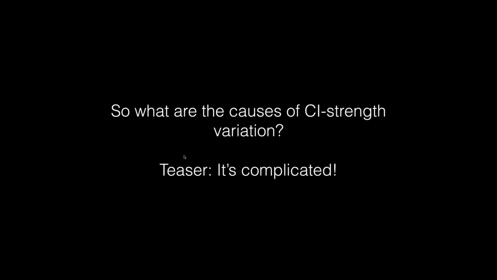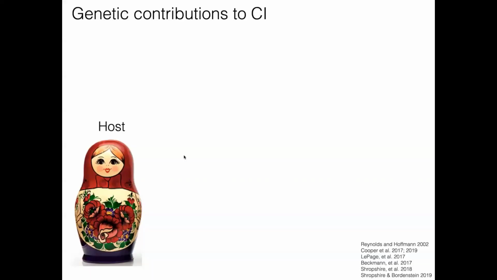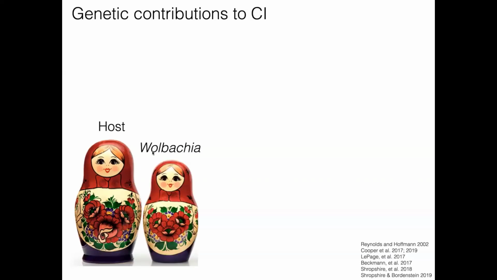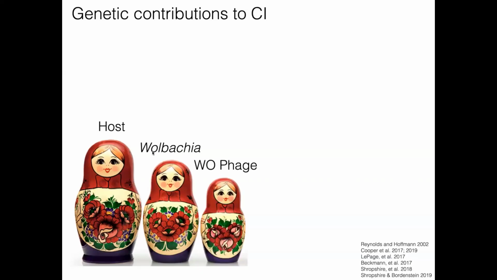So what are the causes of this CI strength variation? I can't totally answer this question, but what I can do is convince you that it's complicated. So the way we think about this is the possible genetic contributions, and the way this system is outlined is that we have hosts. We have host genomes that can vary. We have Wolbachia genomes, obviously, that can vary. Inside those, you learned last week, are prophages that are living inside of Wolbachia genomes. We have the CI loci that Dr. Carr introduced last week that are associated with these phage regions.